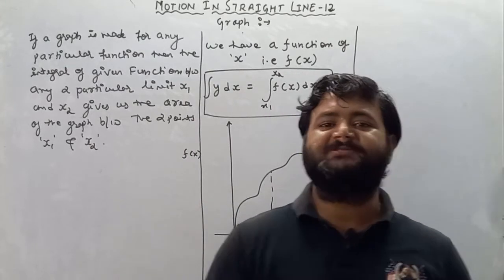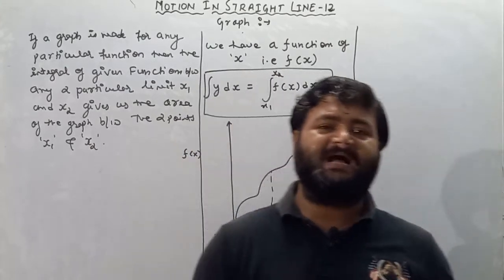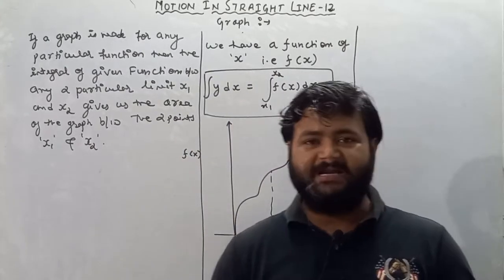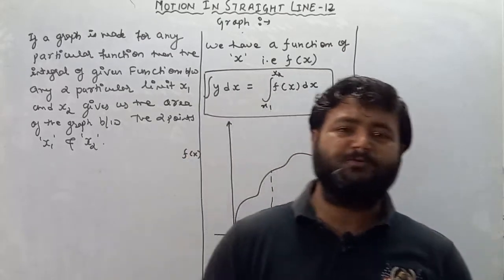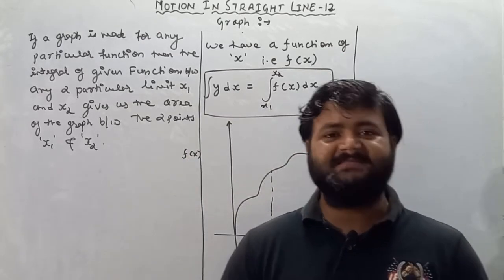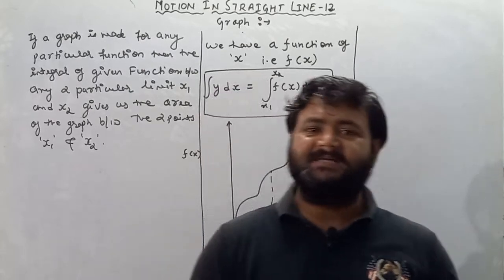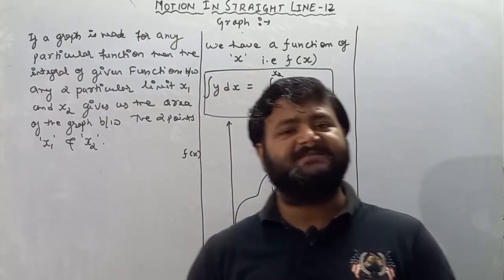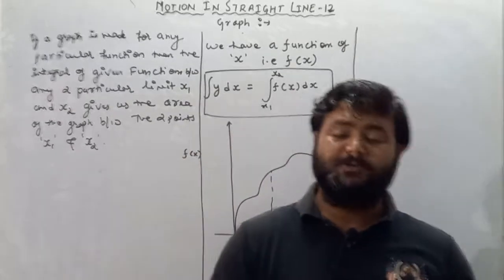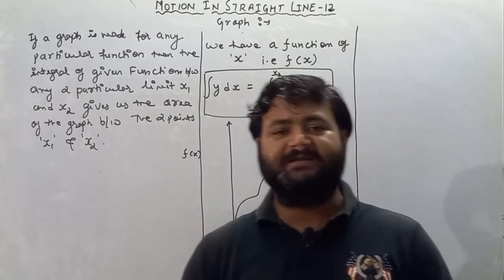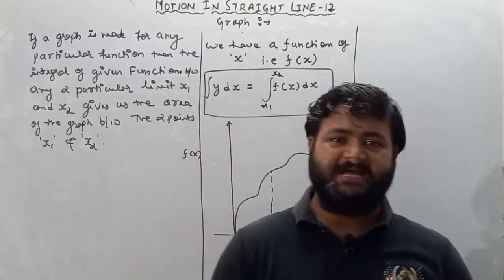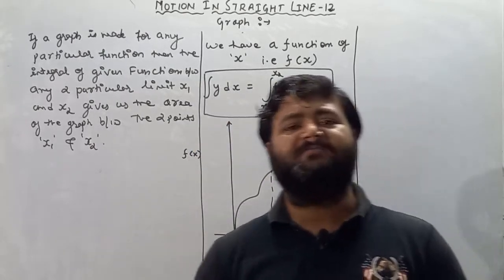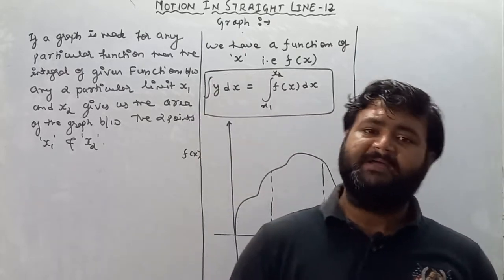Moving forward, my dear student, let's start the graphs related to kinematics, or we can say motion in a straight line. In this session, we'll discuss how we make the average velocity graph, the position-time graph, and the acceleration-time graph. Different natures of kinematics are formed in graphs.